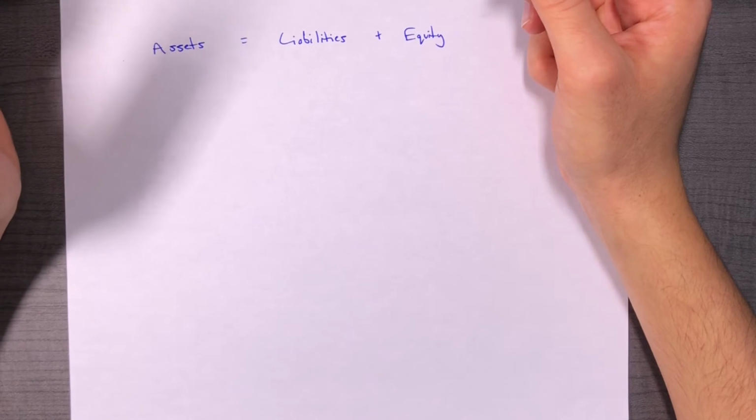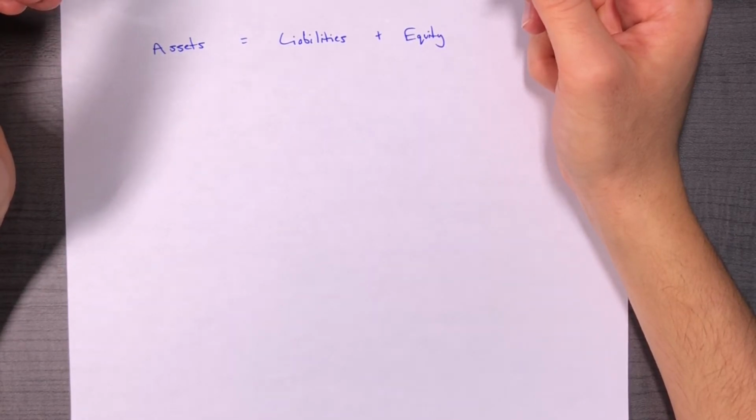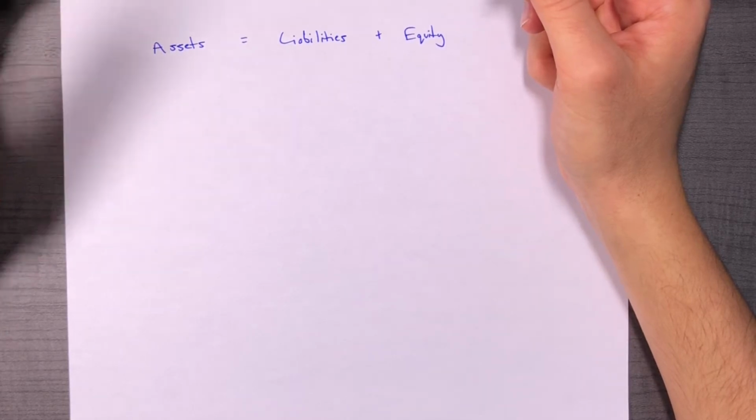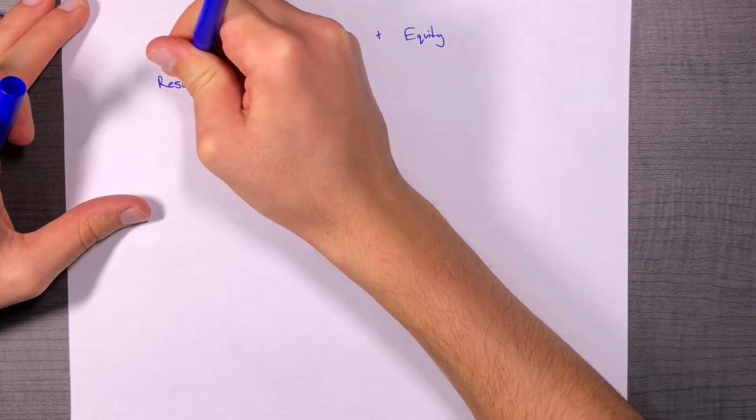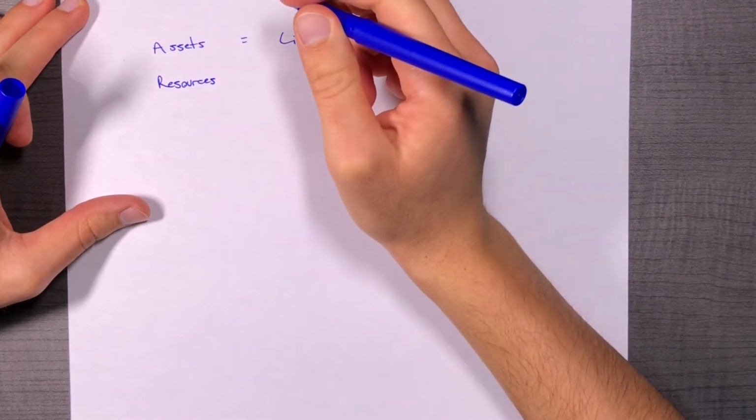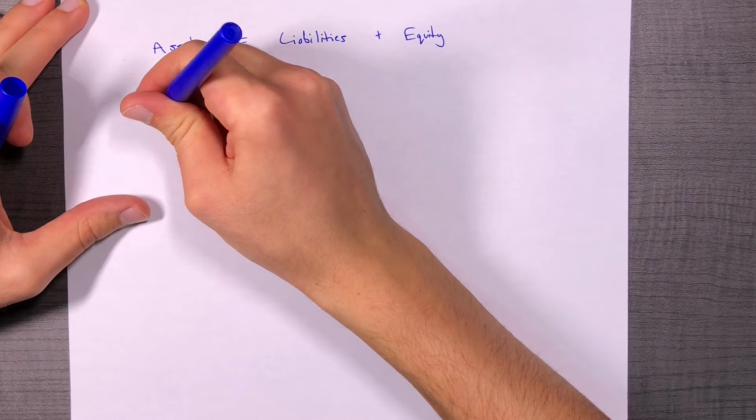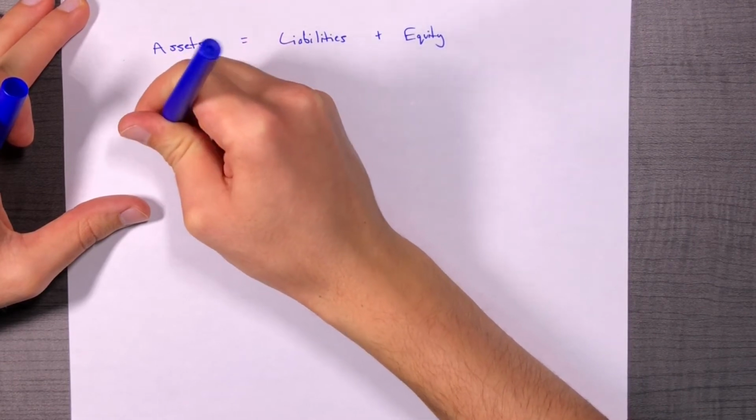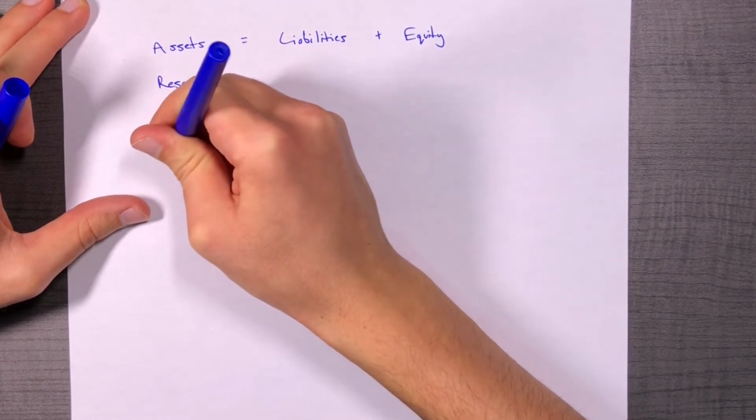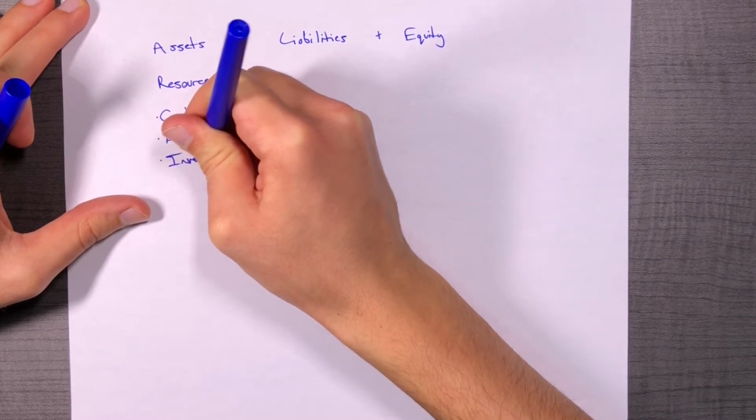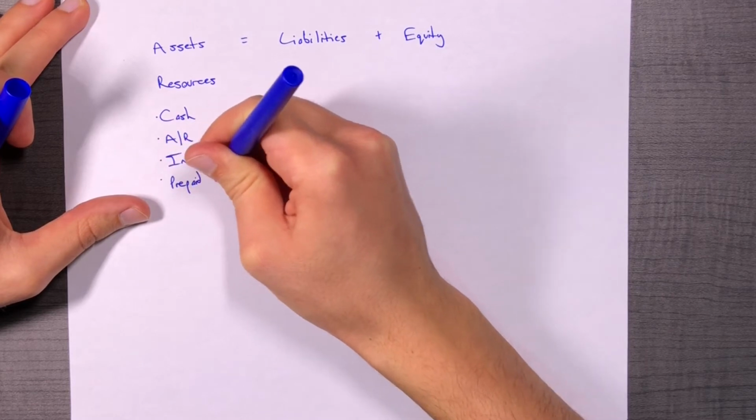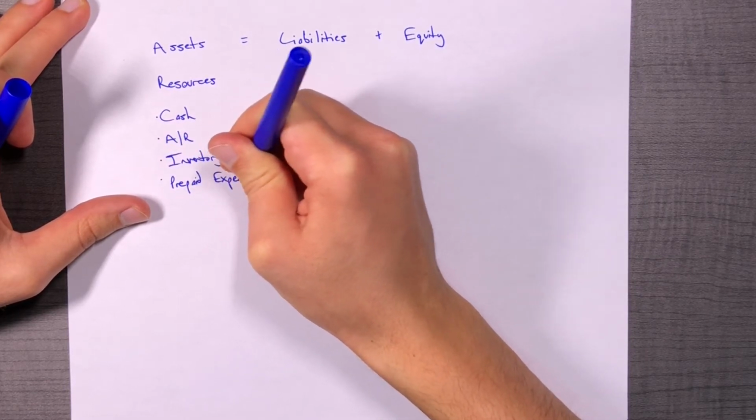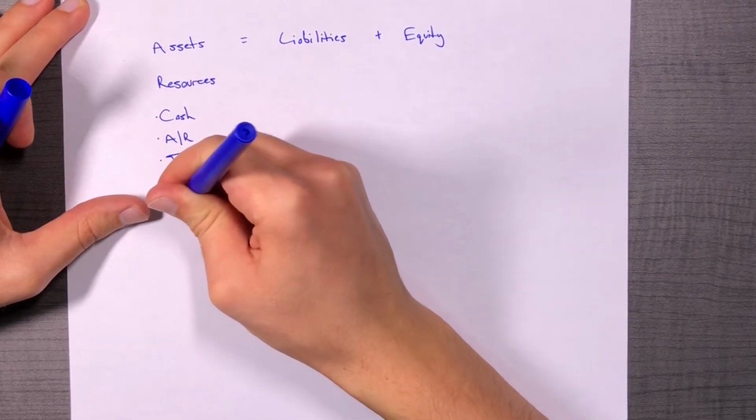Now, we're not going to go too far in depth in this video about each of these elements, but I think it would be beneficial to take a look at a brief overview at this time. Starting with assets, we can think of assets as resources of a business. Typically, you might see accounts such as cash, accounts receivable, inventory, prepaid expenses, and fixed assets.